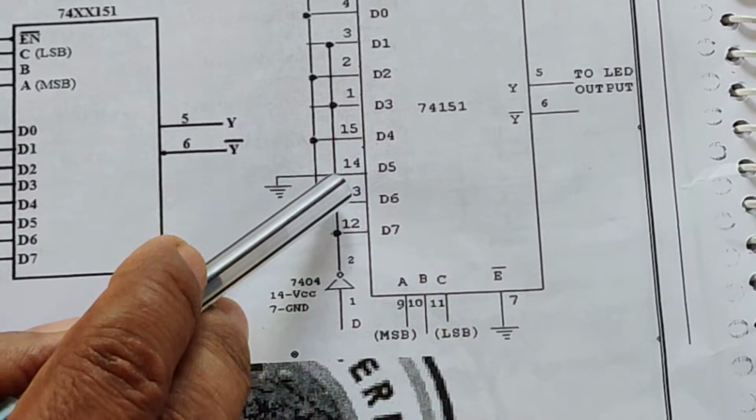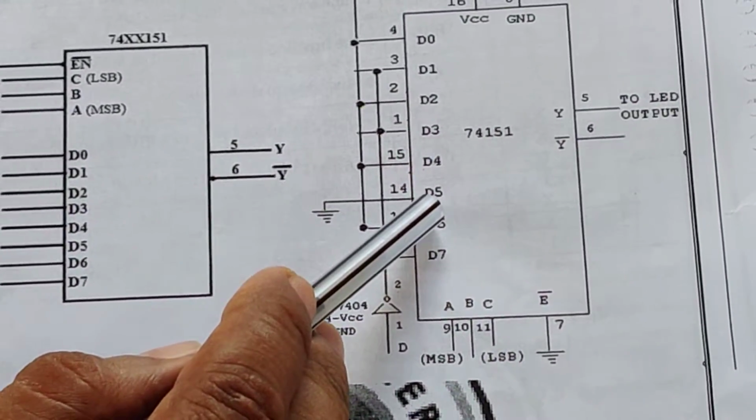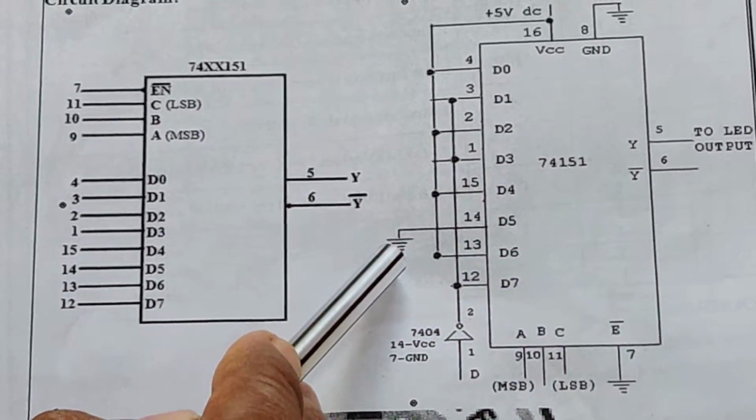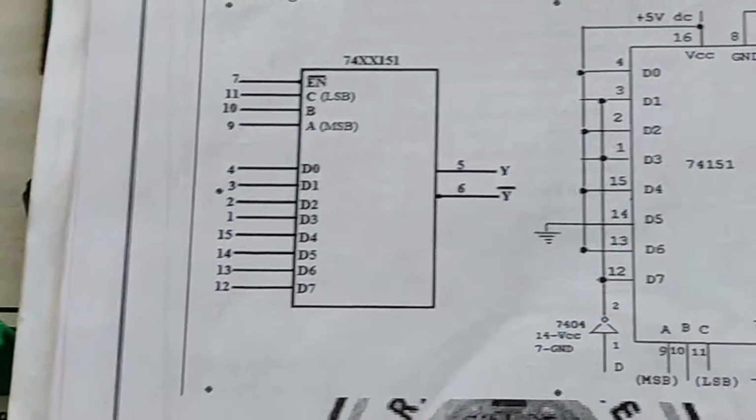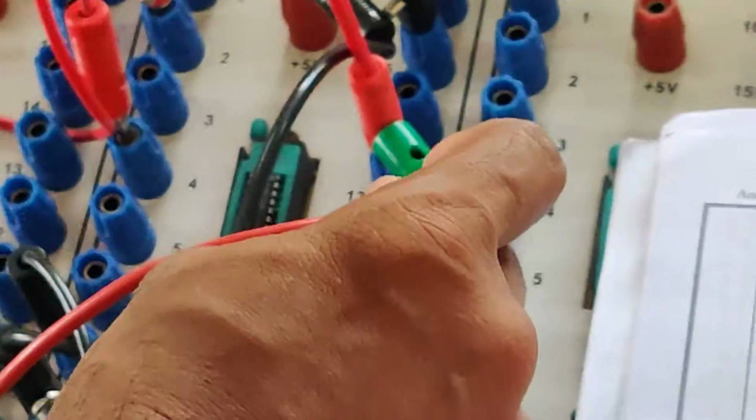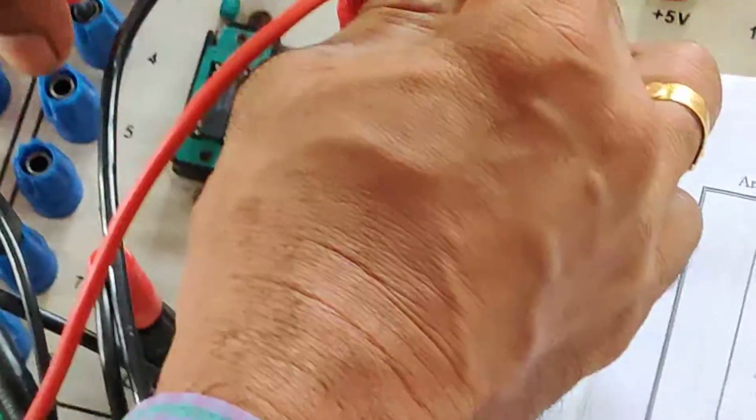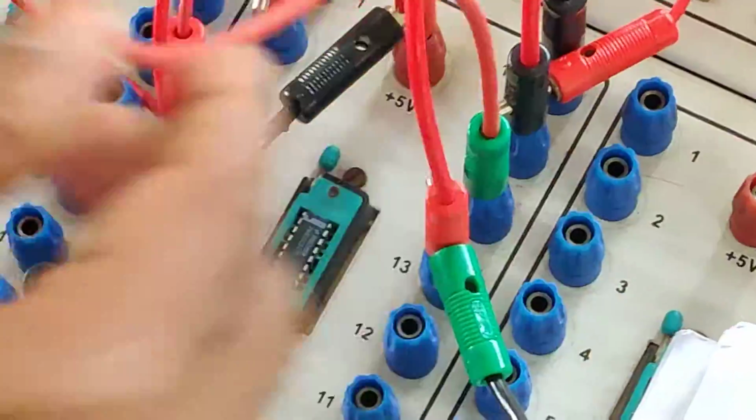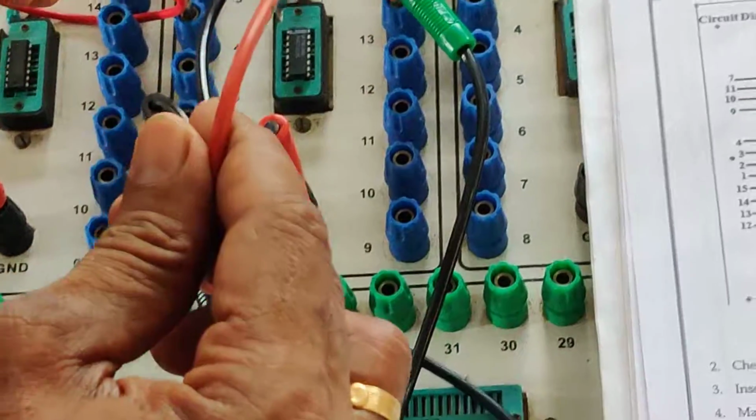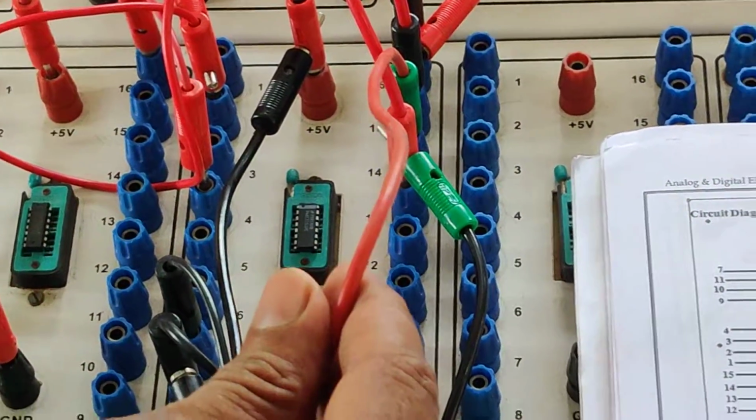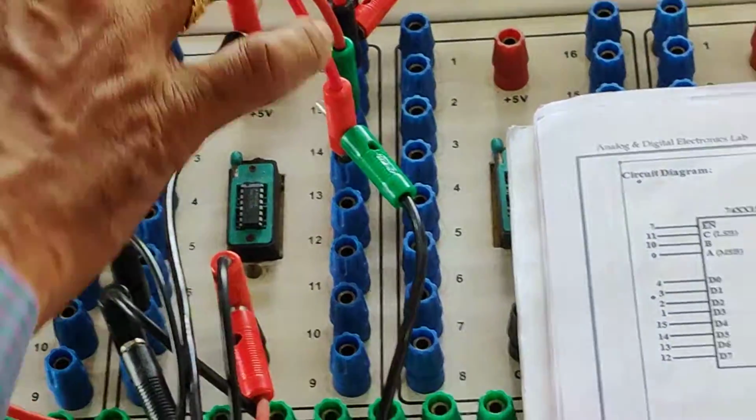Here pin number 14 is D5. It is connected to ground. Let me connect that first. Pin number 14, you can see this is pin number 14. I will connect it to ground. So you can see here, this is the ground connection. This pin number 14 is connected to ground. That means pin number 14 is 0. Rest of the pins are VCC.